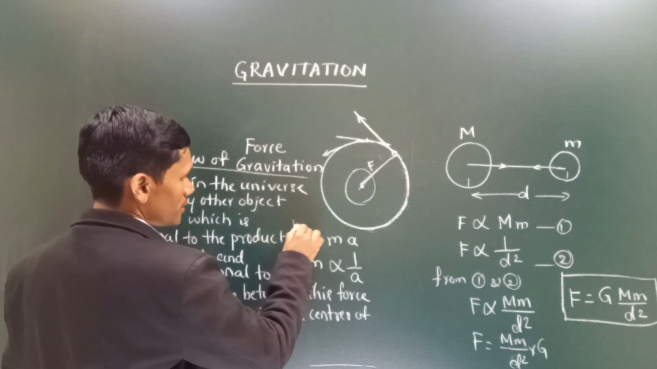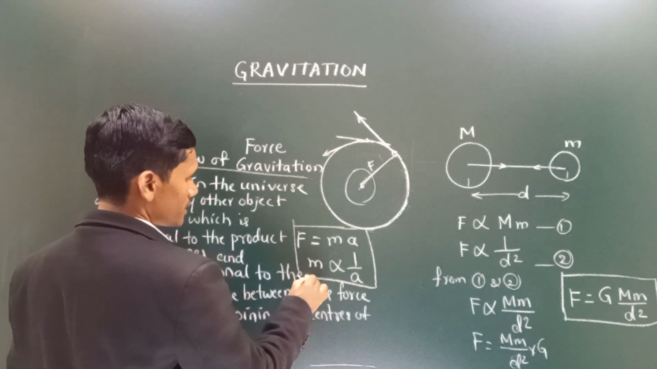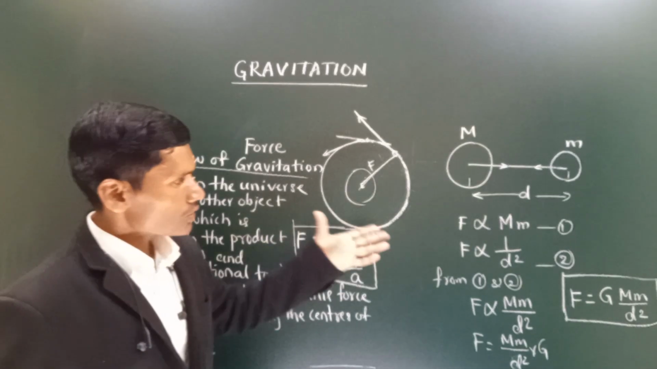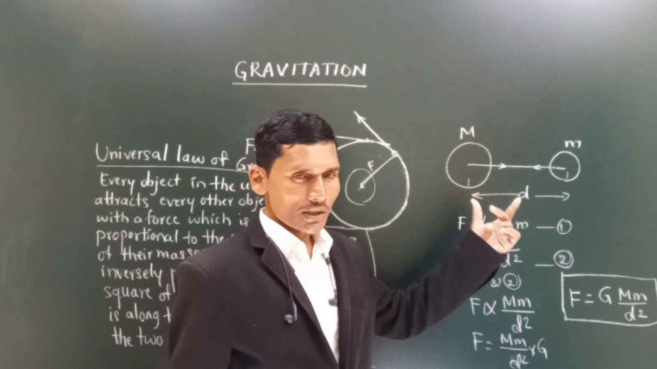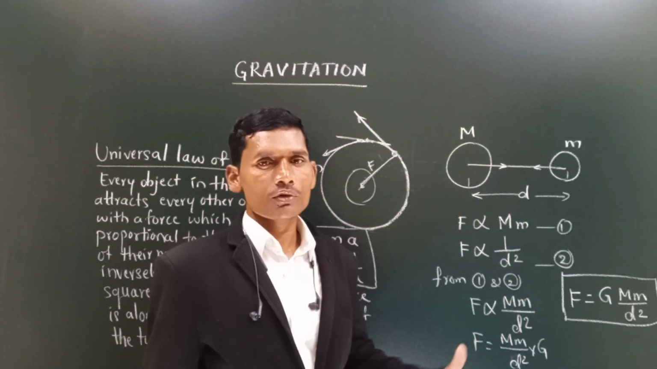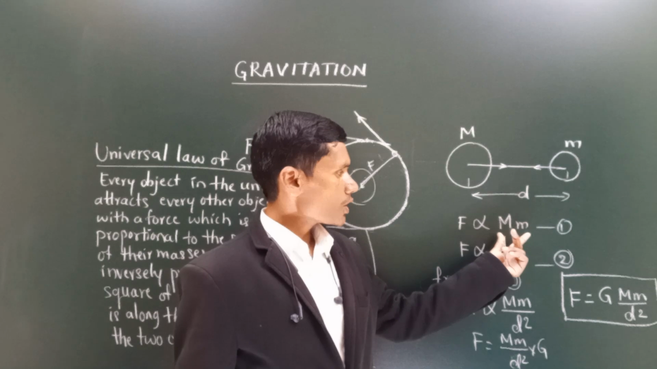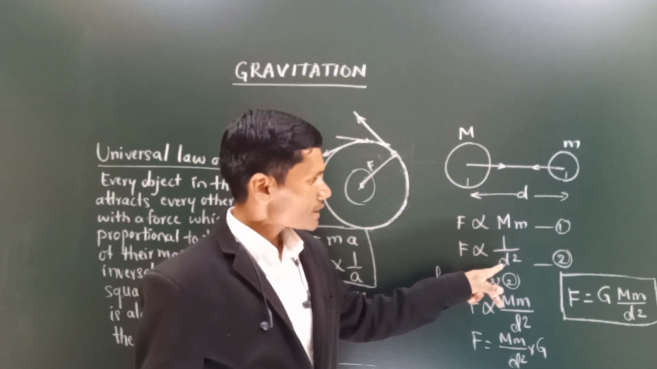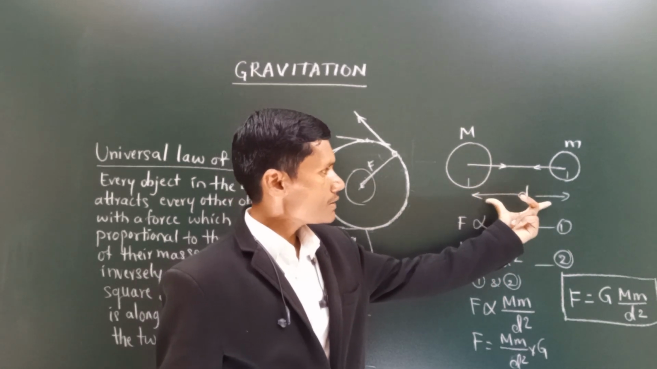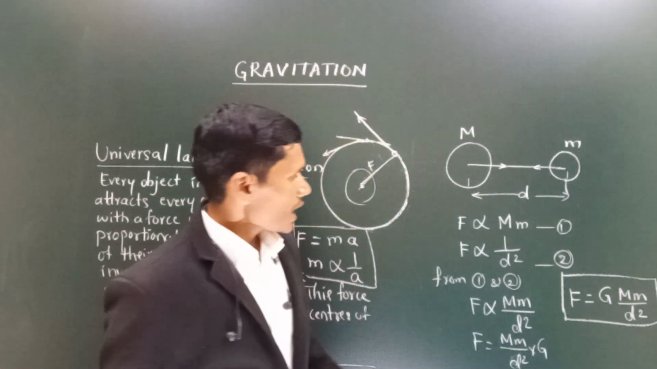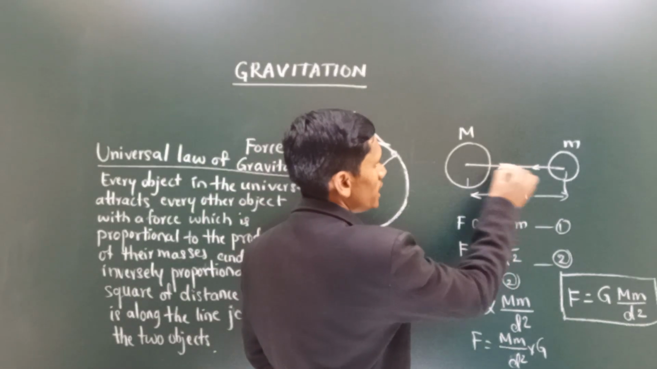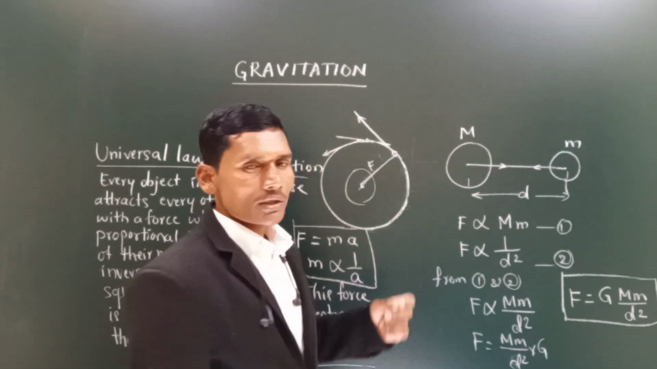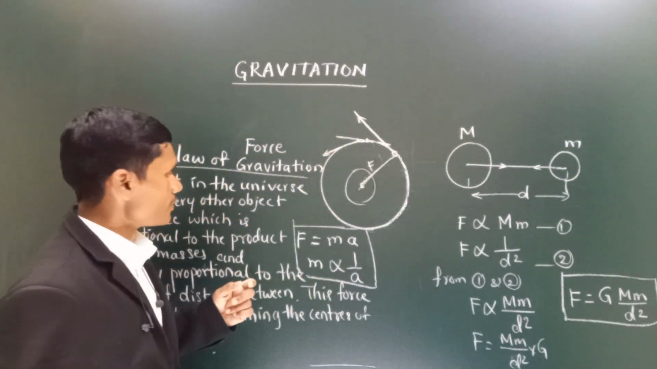These come during the explanation, but the law states like this, right? So how to state that? Every object in the universe attracts every other object with a force which is proportional to the product of their masses and inversely proportional to the square of the distance between them. And this force is along the line joining the centers of the two objects. This is the universal law of gravitation.